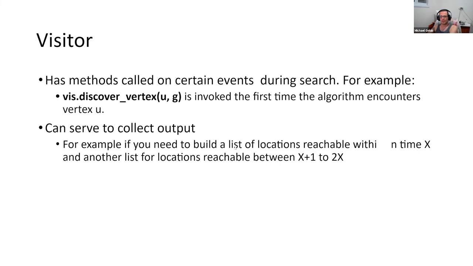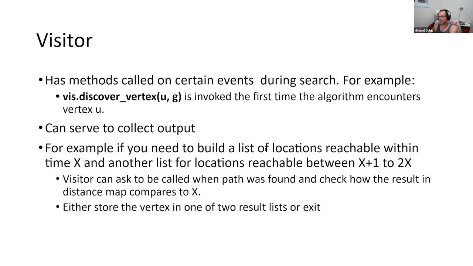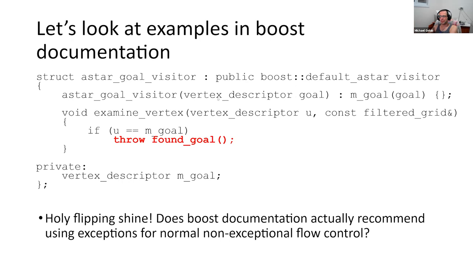But the curious part is that all the functions in the visitor return void. They don't return anything. So how do you terminate? This is the fun part, because I looked at the documentation and this is what I found. You have A star goal visitor, which inherits from default A star visitor, and it has a function examine vertex. And if we reach the goal, it throws an exception, found goal.